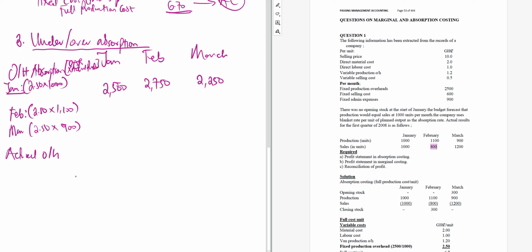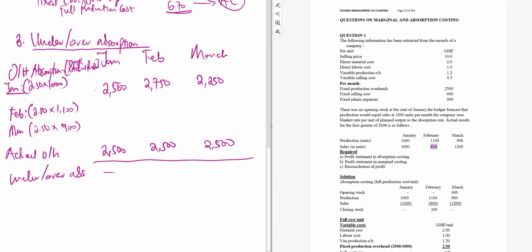Now that we have this, the next thing we need to do is compare it to the actual overheads. The actual overhead per month is 2.5, across board every month, as stated in the question. So for January, we expected to spend 2.5 and we spent 2.5. Was there any under or over absorption? No, there wasn't. For February, we absorbed 2.75 and spent 2.5. It means that this was an over absorption.